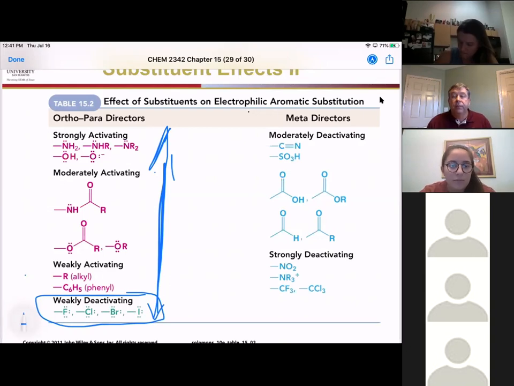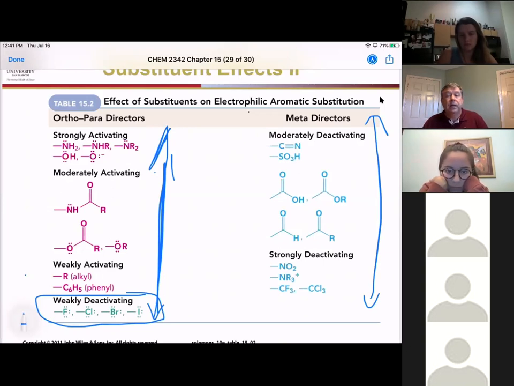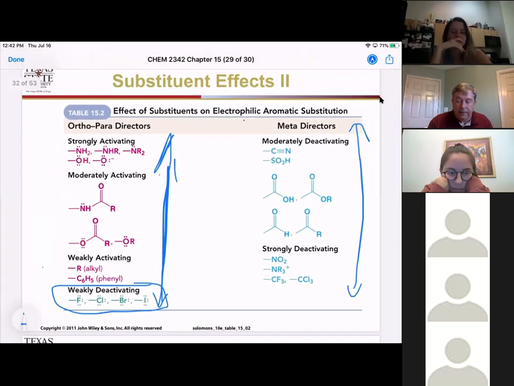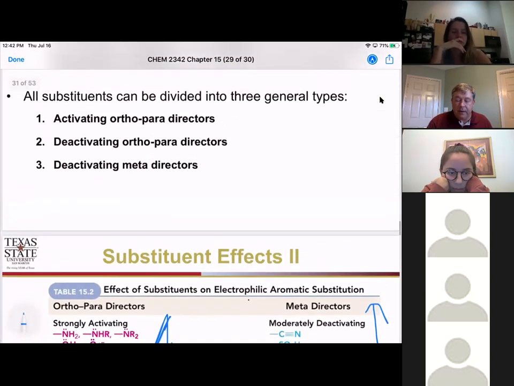Okay. So the meta directors are all electron drawers, and they are all deactivators. And they're all deactivators because either inductively or by resonance, they pull electron density out of the ring, hence electron withdrawing groups. Okay. So knowing these two, this compare and contrast between the meta directors and the ortho-para directors is number 2 most important thing about chapter 15. Okay. And we did go over why the different effects have different things and how they affect our activation energies.